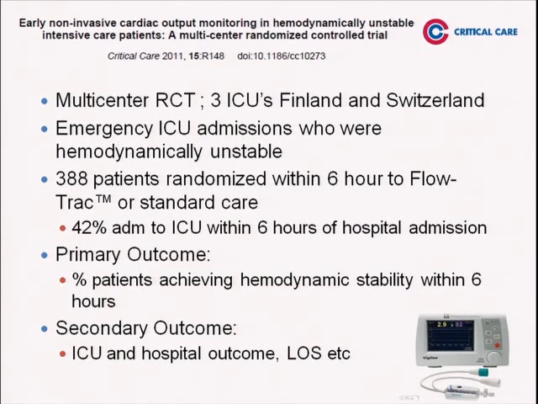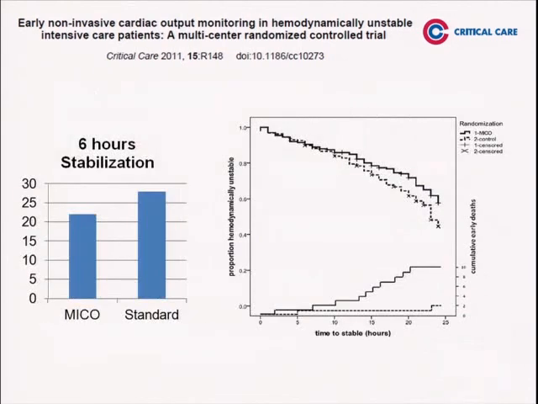This was a randomized multi-center study in 3 ICUs. They looked at emergency ICU admissions who were hemodynamically unstable. They randomized them within 6 hours to FlowTrack or standard of care. The primary outcome was the percentage of patients achieving hemodynamic stability in 6 hours. That was the primary outcome. They weren't really looking at clinical outcomes. And remarkably, with the standard algorithm or standard approach, more patients reached stabilization than those using this so-called cardiac output device, which really doesn't speak well for them.